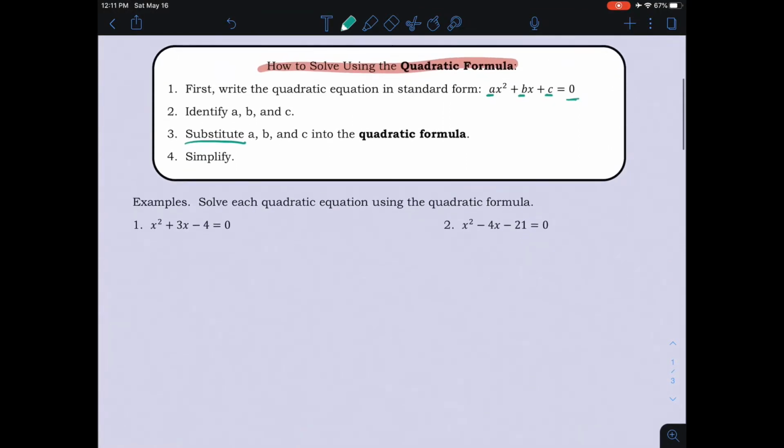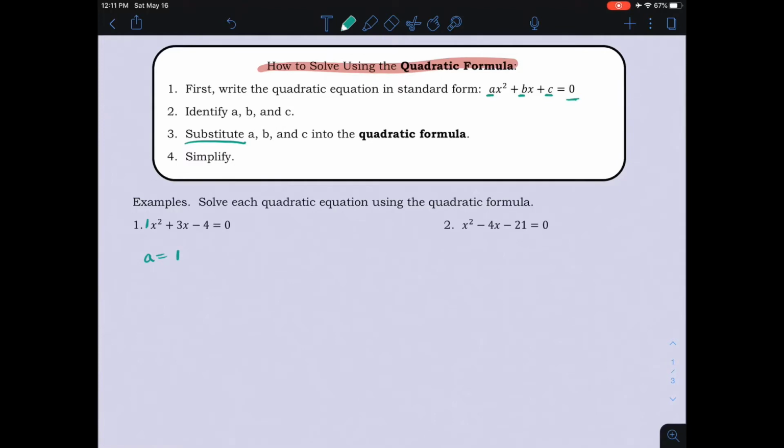If you look at number 1 here, you'll notice it's already in standard form. So from there, I want to identify a, b, and c. So a in this case is the coefficient of x squared. If you look at x squared, what's the number in front of x squared? Now, if you don't ever see a number there, that means there's always a 1, right? So that means a is 1.